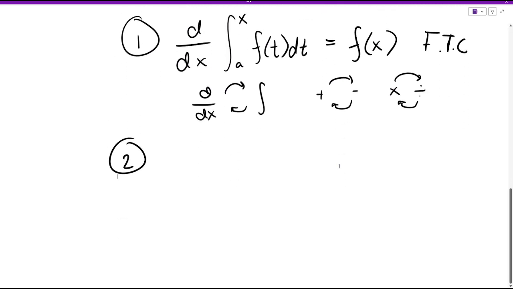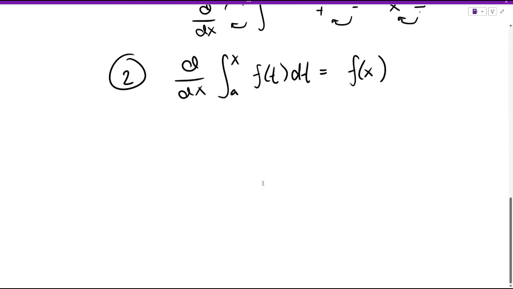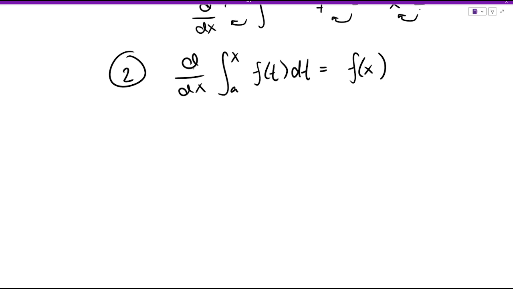What do we know from this? We know that, let's rewrite this, the derivative of the integral from a to x of f of t dt is equal to f of x, right? Now, let's undo this derivative, right? So we're taking the antiderivative of both sides.